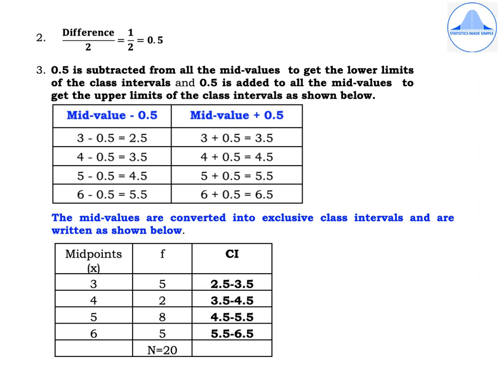So now we see that the mid values are converted into exclusive class intervals and can be written in a table as shown below. So form a table with midpoints and frequencies as 3, 4, 5, 6, 5, 2, 8, 5, and the sum of the frequencies is capital N equal to 20. So now the class intervals are written in the third column for the corresponding midpoints as 2.5 to 3.5, 3.5 to 4.5, 4.5 to 5.5, and 5.5 to 6.5.